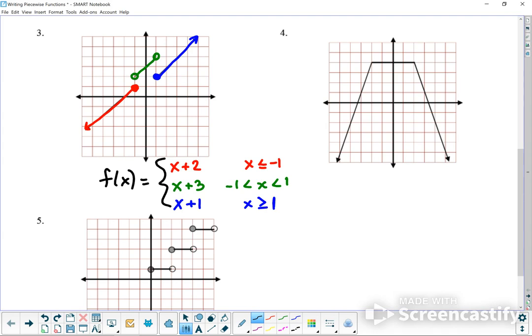Okay, this one here, f of x equals... Okay, again, we can see that this is a continuous function, so you can pick and choose where you want it to be equal. I'm going to go ahead and pick it as being equal to this one.